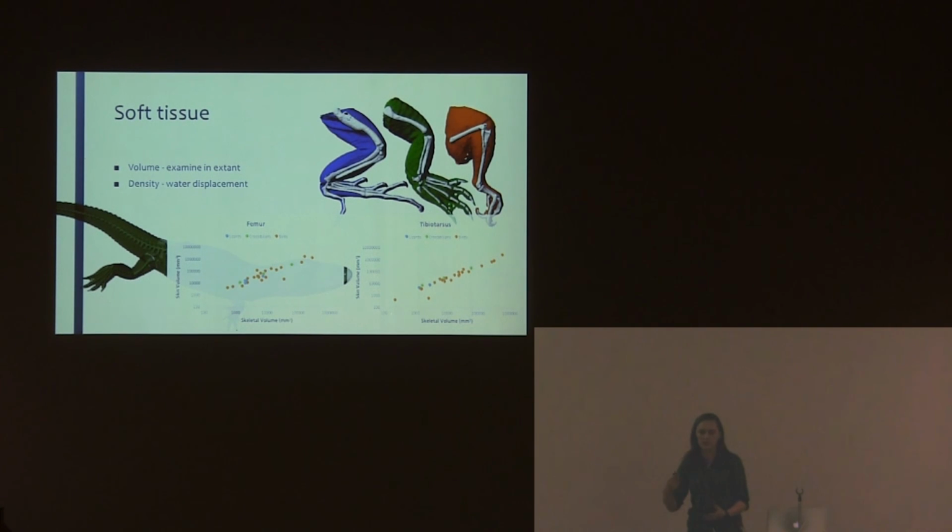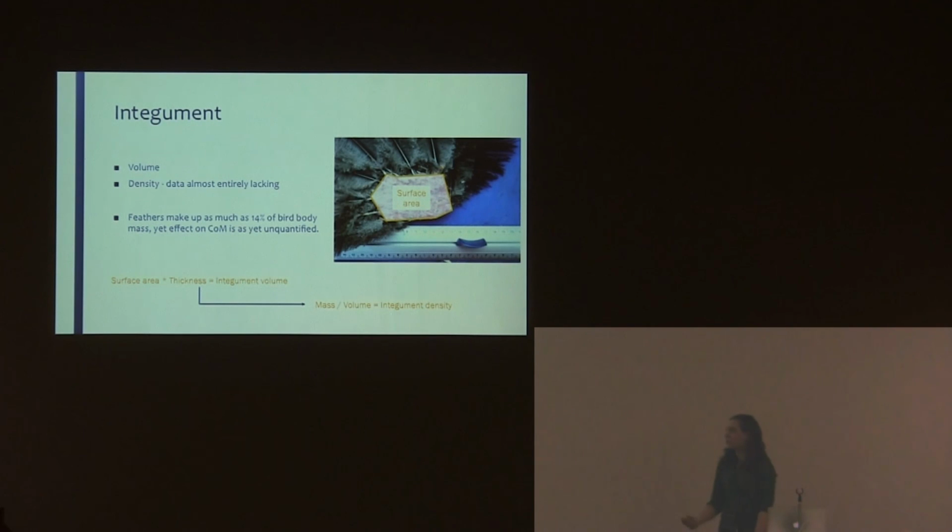And the hope is that if we can really nail this soft tissue element and really quantify the relationship between skeletal volume and skin volume, then we can predict this much better in the extinct animals. If we can do that well for the soft tissue, then that's the bulk of the organism sorted, and the rest of it is just the icing on the cake. Move on to another component.